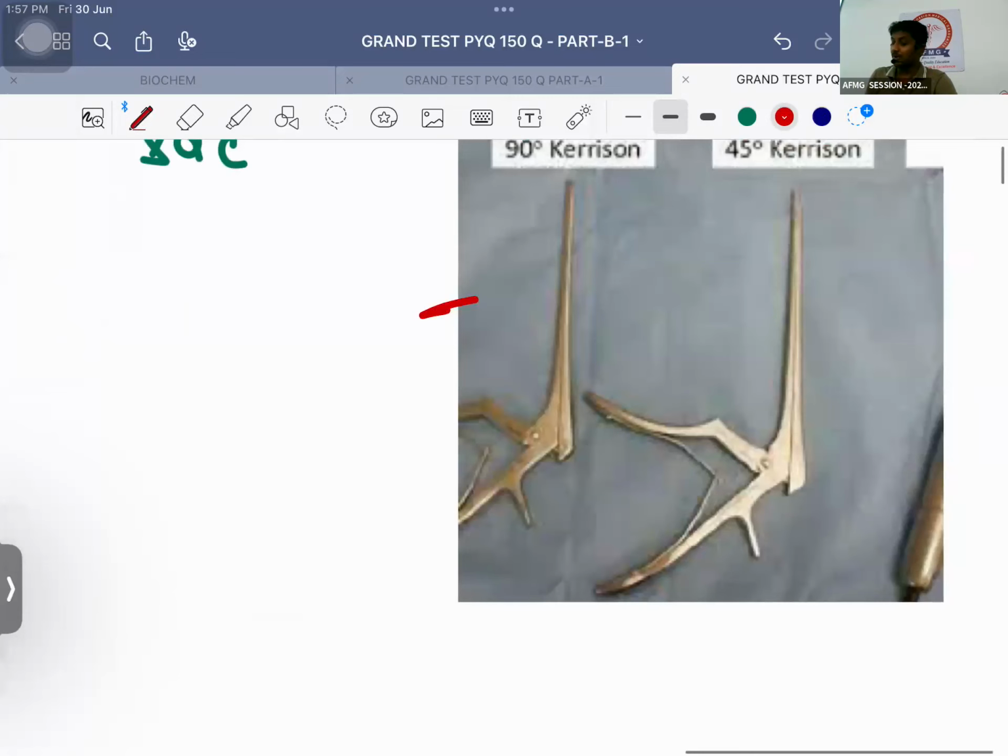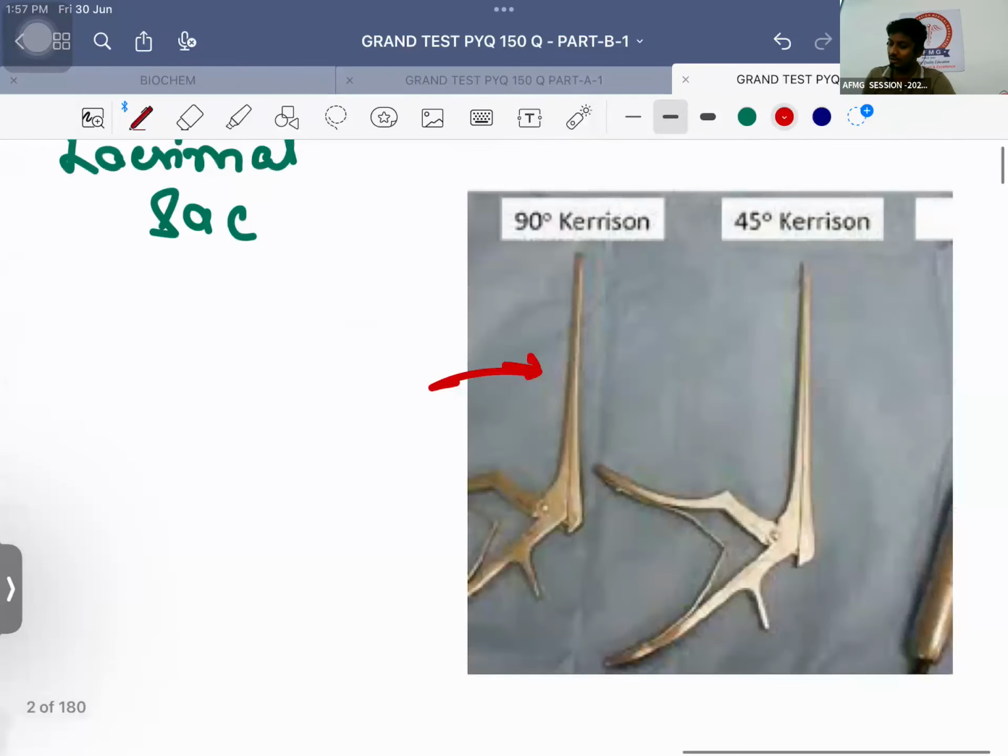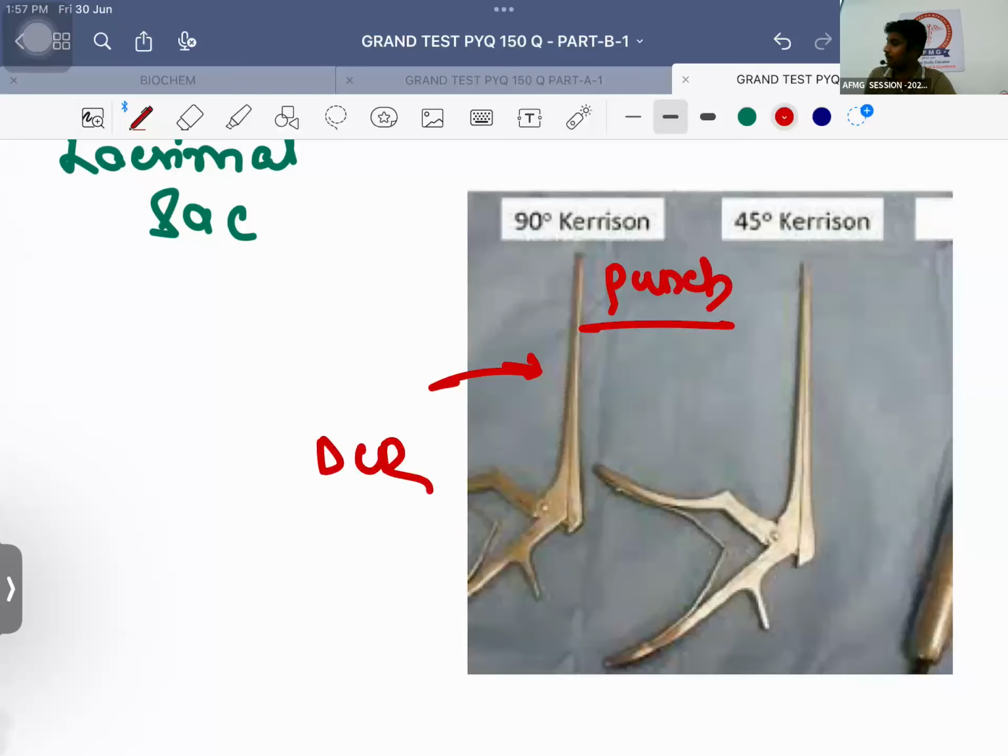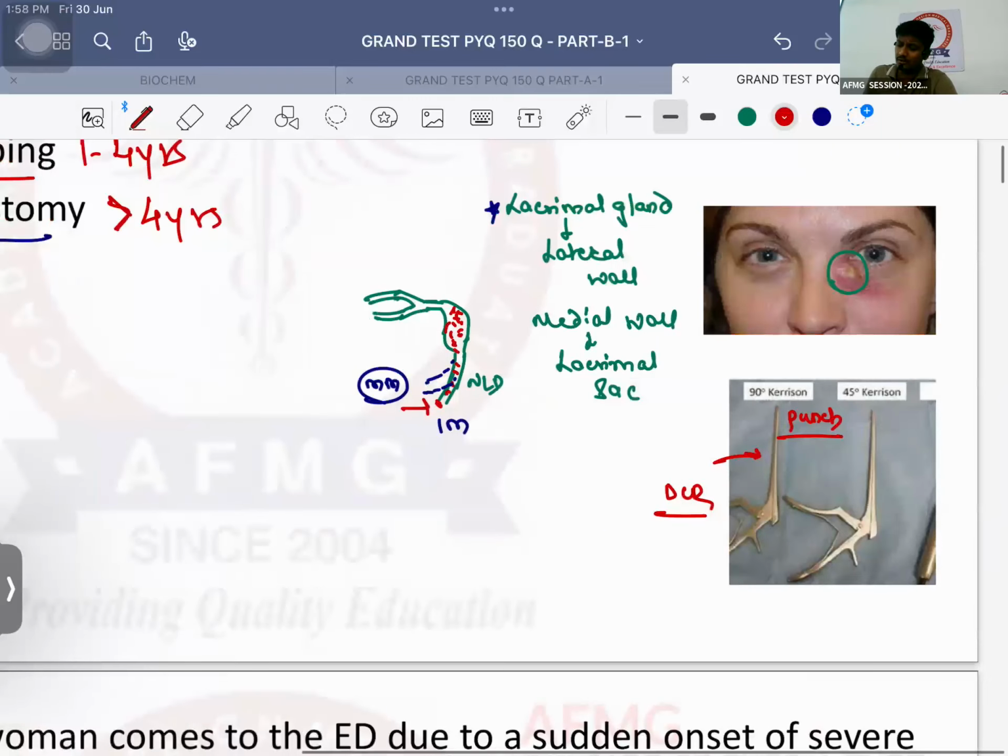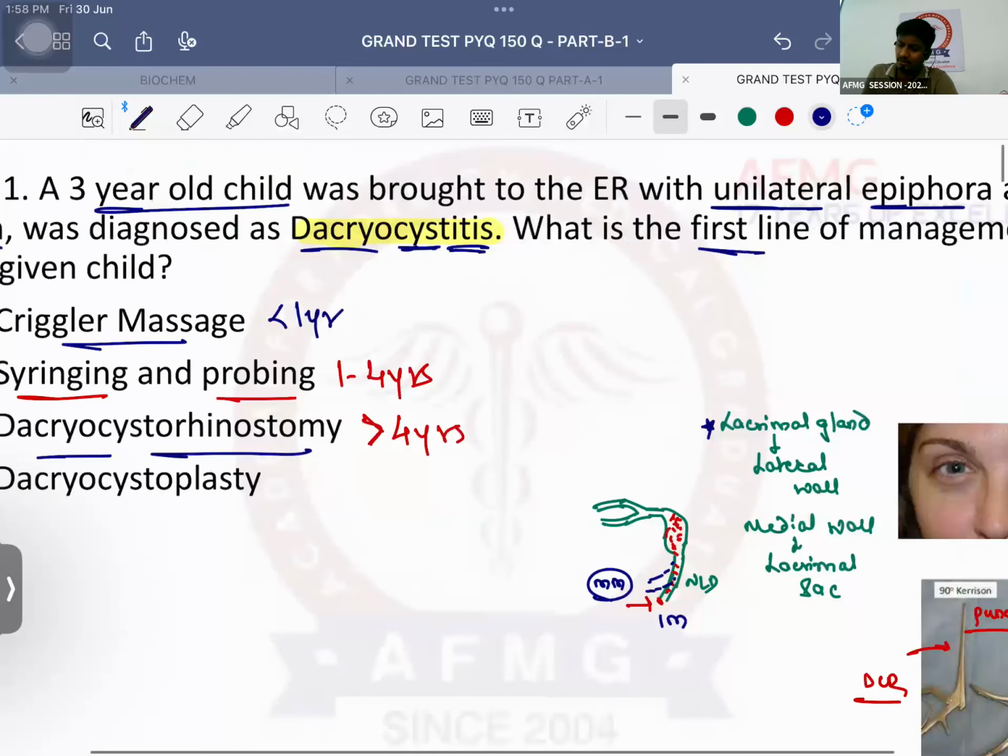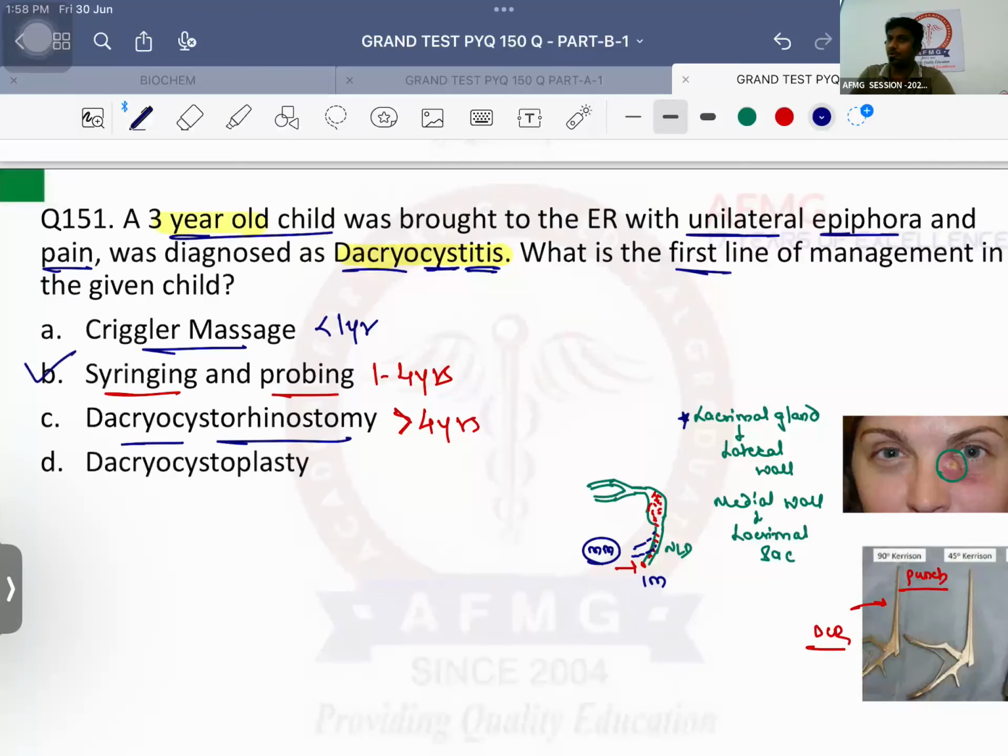This instrument which is given over here, it is used for which surgery? So this is nothing but Kerrison's punch, or we can call it the DCR punch. This is usually used for the dacryocystorhinostomy surgery. No issues with this, anybody? Please remember the instrument as well. So what should be your answer now? As the child is 3 years of age, your answer should be option B, syringing and probing.